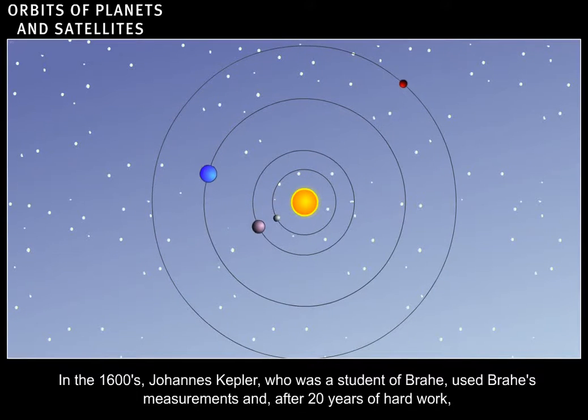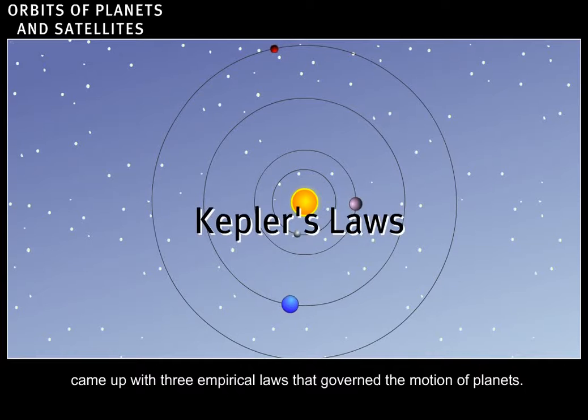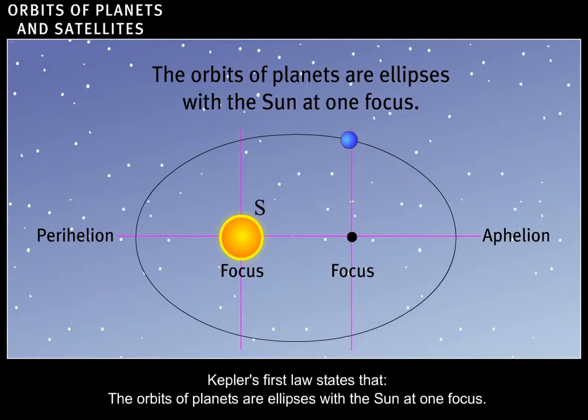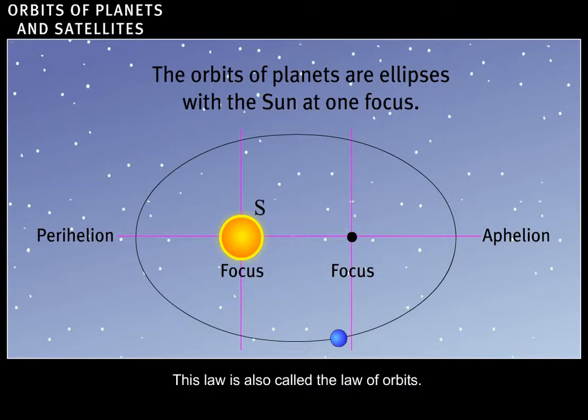In the 1600s, Johannes Kepler, who was a student of Brahe, used Brahe's measurements and, after 20 years of hard work, came up with 3 empirical laws that governed the motion of planets. Kepler's first law states that the orbits of planets are ellipses, with the Sun at one focus. This law is also called the law of orbits.